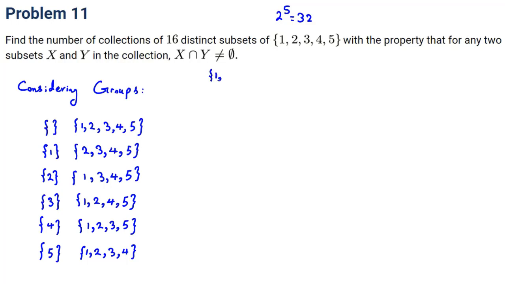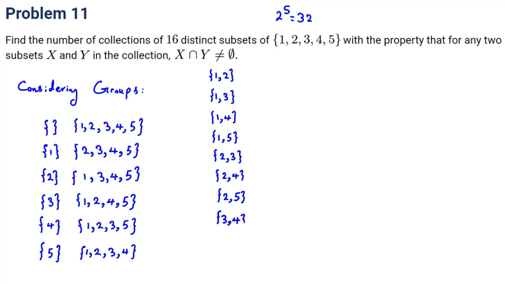So the next ones are 1 2, 1 3, 1 4, 1 5, 2 3, 2 4, 2 5, 3 4, 3 5, and 4 5. Okay, because 5 choose 2 is 10: 1, 2, 3, 4, 5, 6, 7, 8, 9, 10. We've not forgotten any of them now.